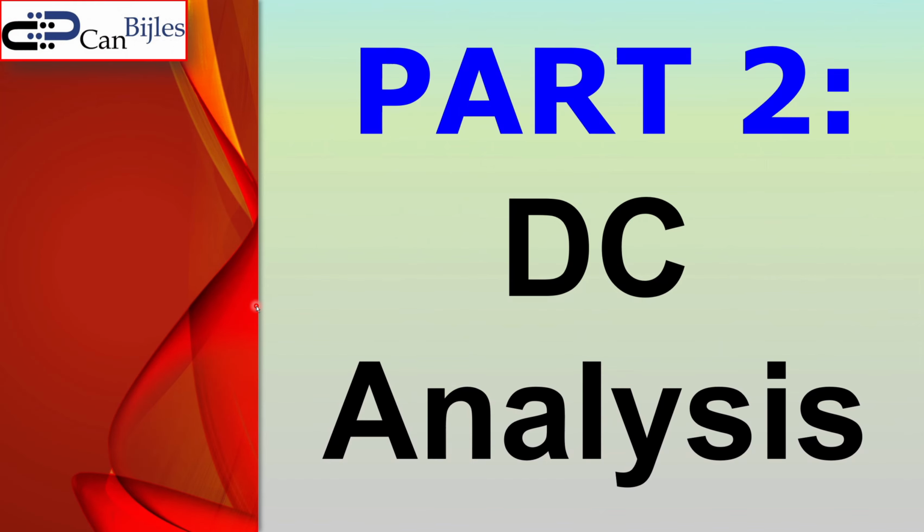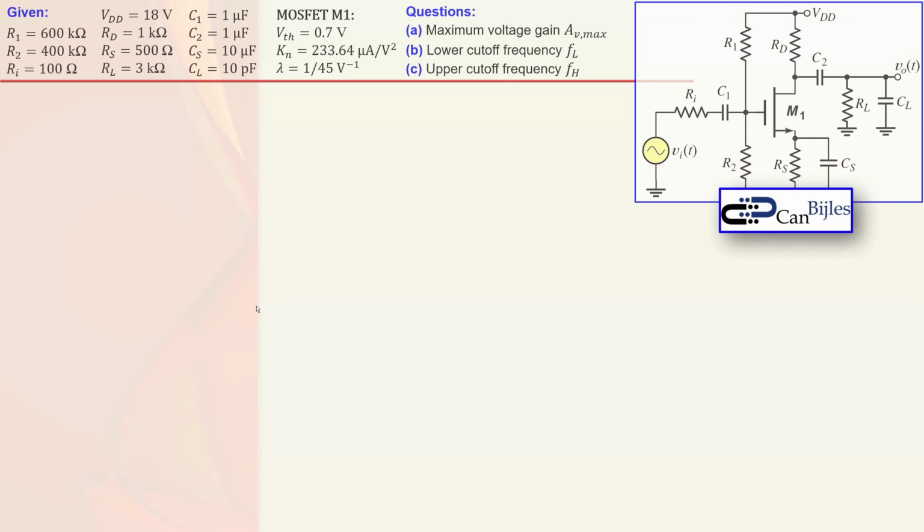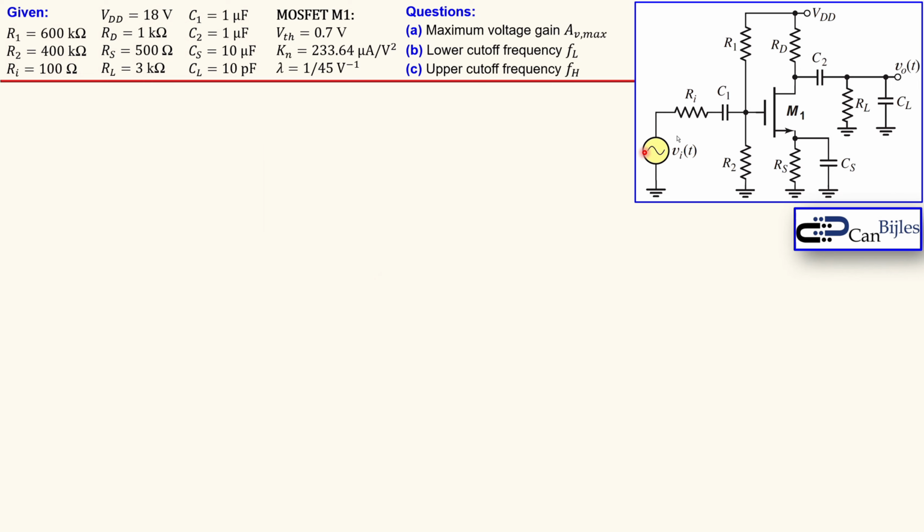Okay, part 2 is about the DC analysis. So how do we do that? Let's now bring up the actual circuit we would like to discuss. We see here the common-source amplifier, with M1, our ALD1106, for which we extracted the following data: threshold voltage, process parameter, conduction parameter, and also lambda. We also know the resistors, the VDD, which is our power supply, the capacitors C1, C2, and CS, and the load, which is 10 picofarads. What we really would like to know is the maximum voltage gain, the lower cutoff frequency, and the upper cutoff frequency for this circuit. So how do we work it out?